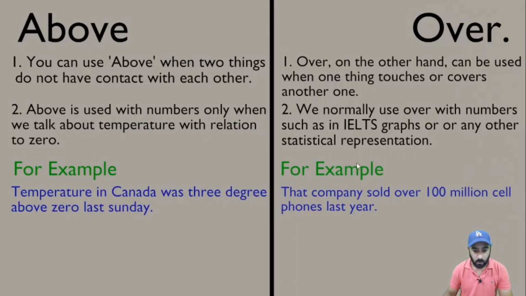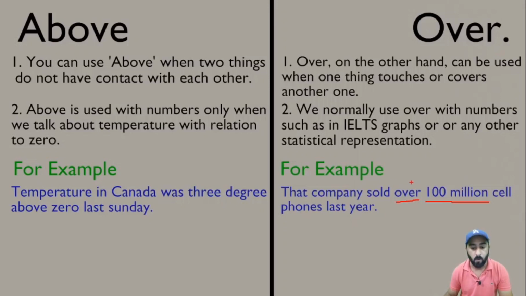Okay, now, as you can see here, this is a very simple example. That company sold over 100 million cell phones last year. So here we have used over instead of above with the figure. So this is a simple figure, and we are simply mentioning that one figure is more than a particular figure, and you do not want to represent the exact figure.